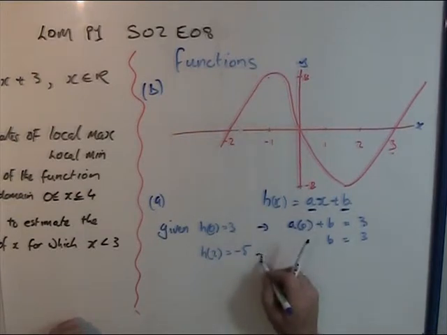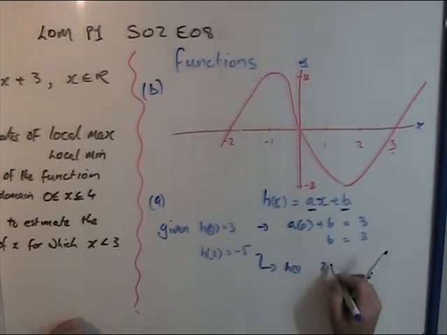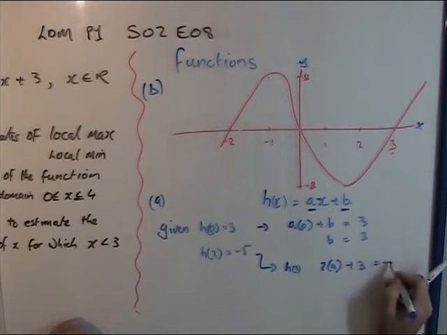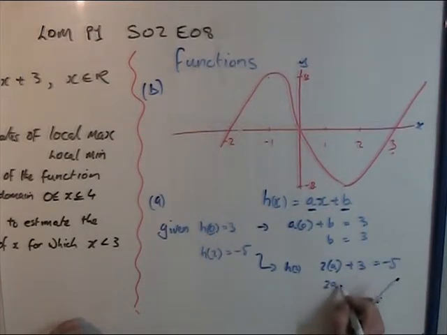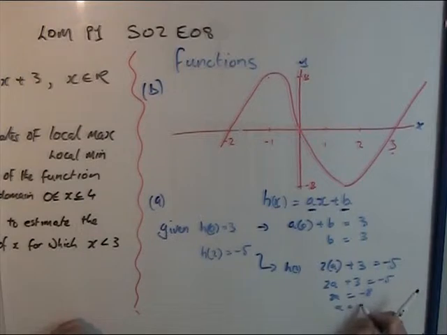Okay, and then we put in this one here. Put in 2, h of 2. So h of 2 is 2 times A, okay, remember, plus B, which is equal to 3, is all equal to minus 5. 2A plus 3 is equal to minus 5. 2A is equal to minus 8. A is equal to minus 4. Alright, so there are your two values.